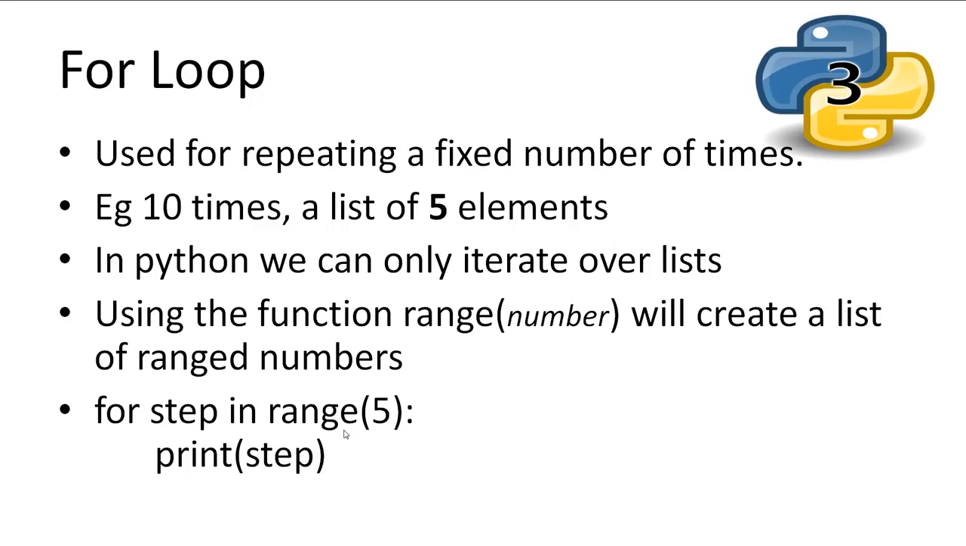For step in range 5, colon, where step is a variable that we create, and then we tab in to let the for loop know that we've got a block of code, and we type print, and then we print out the step, the current step. So this will print out step 5 times, starting at 0, and it will increase to 1, to 2, to 3, and then to 4, and it will finish.